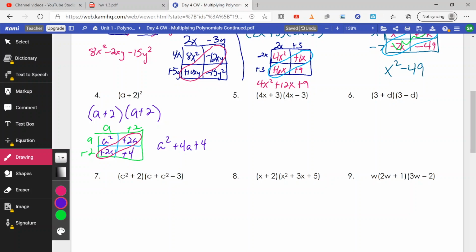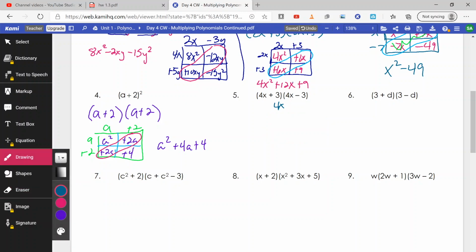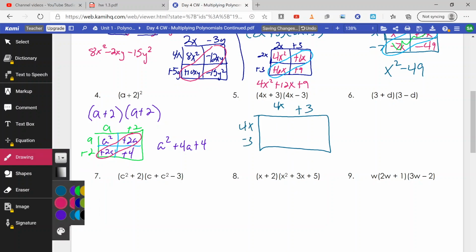Number 5, again, we end up with conjugate. 4x plus 3 times 4x minus 3. If I were to set this up with a box, one will be 4x plus 3. And the other will be 4x minus 3.